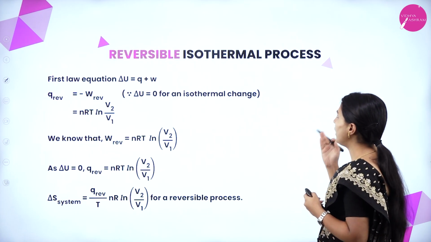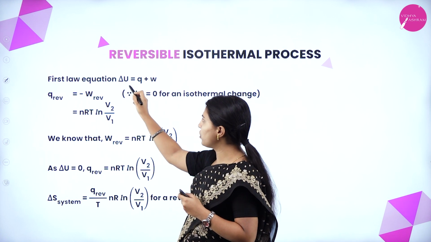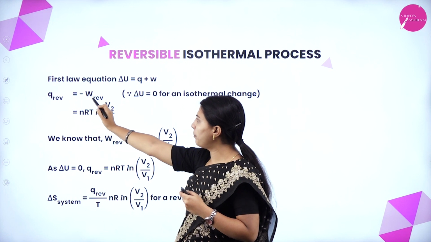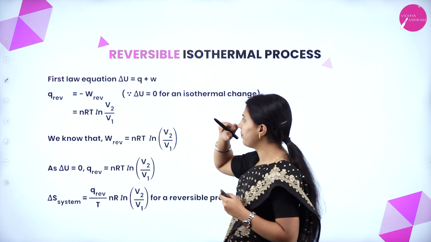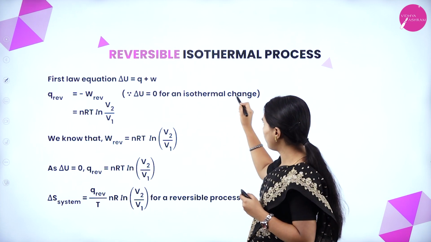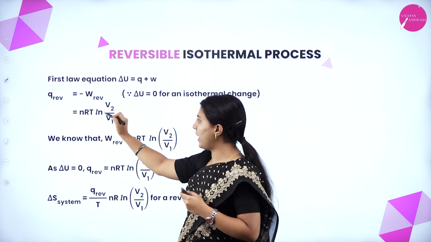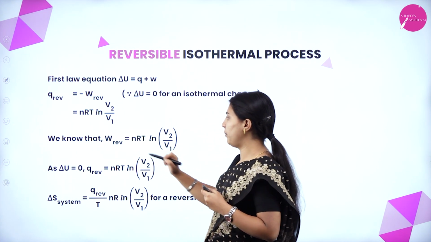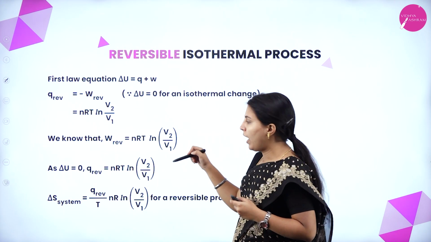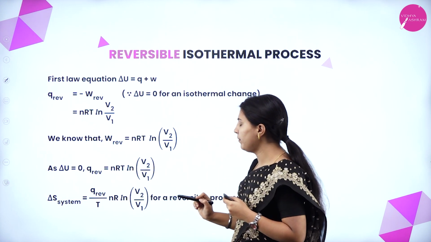See here, reversible isothermal process. First law equation: internal energy equals heat plus work. ΔU = Q reversible minus W reversible, where work done will be negative. Here, at isothermal condition, internal energy change will be 0. We know that W reversible is equal to nRT ln V2/V1. As ΔU equals 0, Q reversible is nRT ln V2/V1.